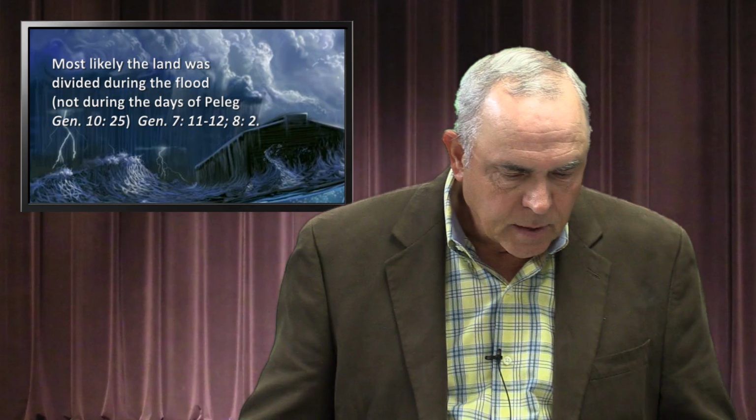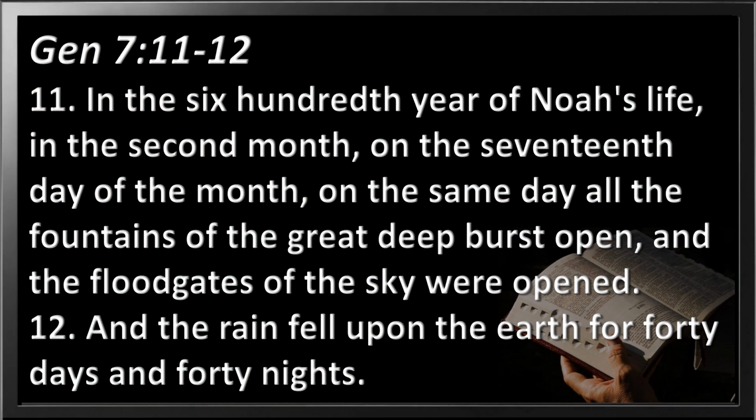It would have caused massive change throughout the earth. Verse 11 of chapter 7, this is Noah and the flood. "In the 600th year of Noah's life, in the second month on the 17th day," that's very specific, by the way. So if the flood is allegorical or mythical, why would it be that specific? It actually gives you the time. "On the same day, all the fountains of the deep burst open, and the floodgates of the sky were opened, and the rain fell upon the earth for 40 days and 40 nights."